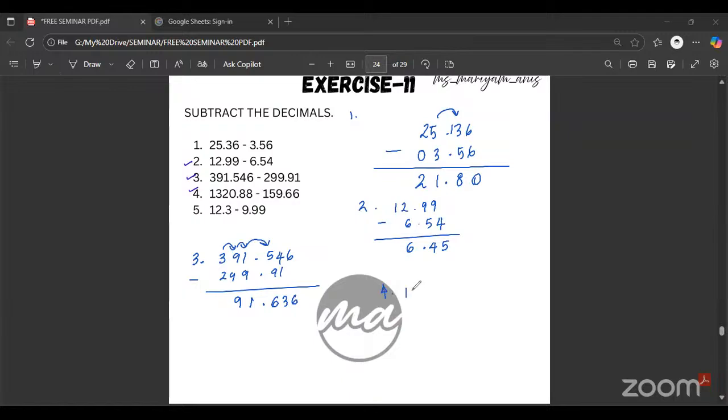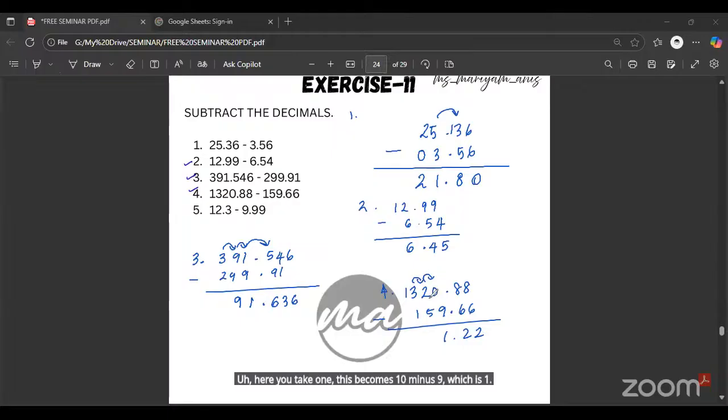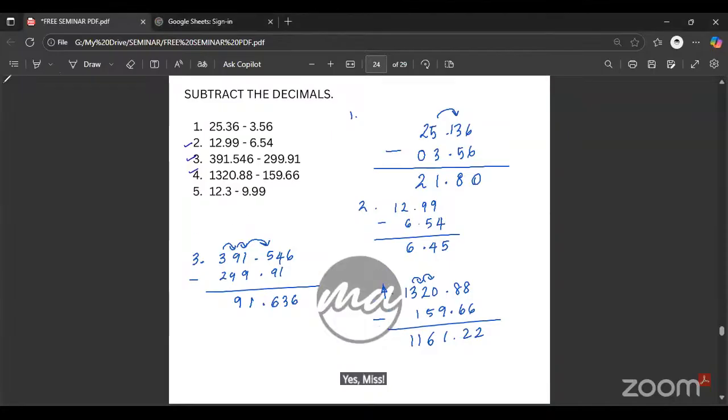Fourth one, it's 1320.88 minus 159.66. 8 minus 6 is 2. 8 minus 6 is 2. Here you take 1. This becomes 10 minus 9, which is 1. From 3, you take 1 here. It's 11 minus 5, which is 6. 2 minus 1 is 1, and 1 minus 0 is 1. Is it 1161.22? Yes, miss. Okay.